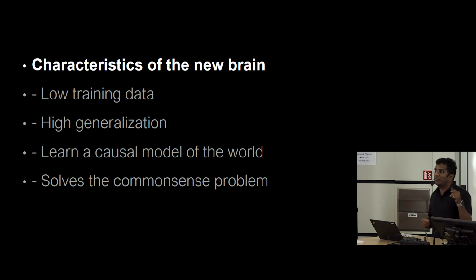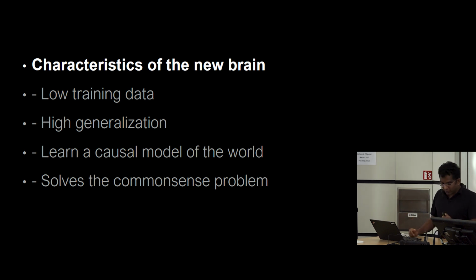What if I do this? What if my arm gets stuck? That's a causal model of the world. And so being able to build that and being able to query that also solves the common sense problem. And I would say the common sense problem, which requires all these aspects to solve, is the holy grail of AI.